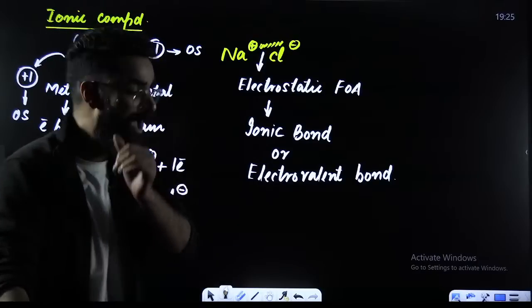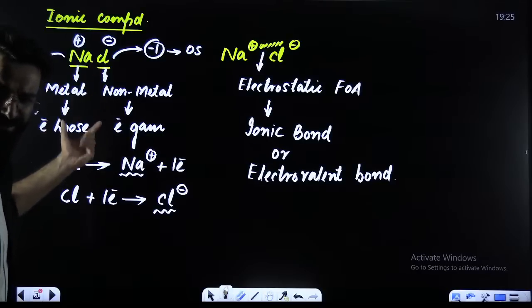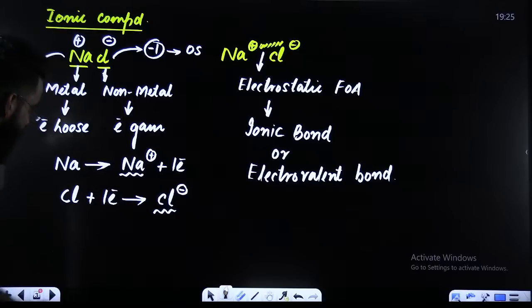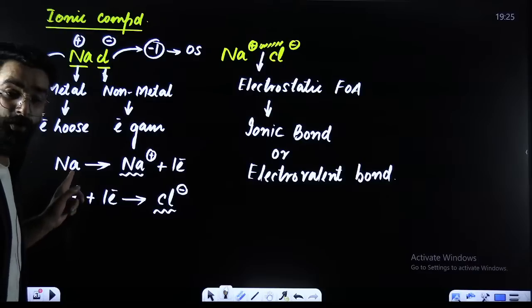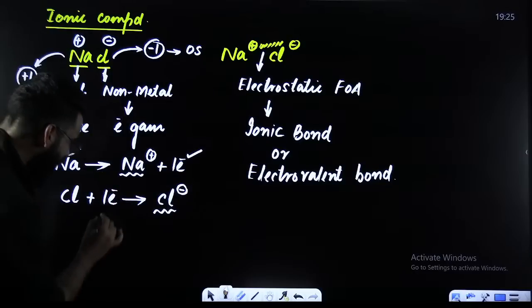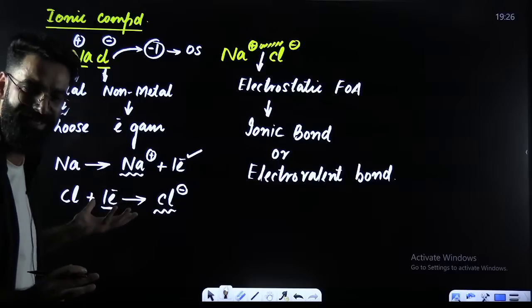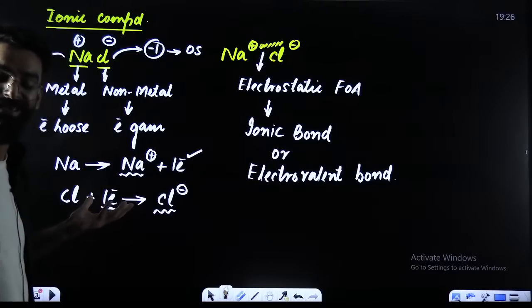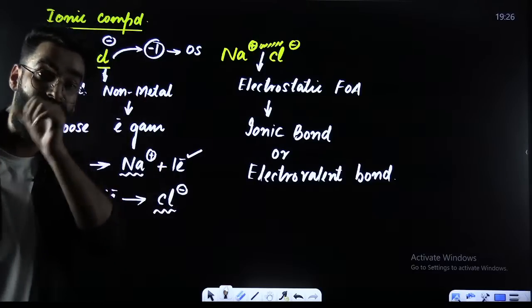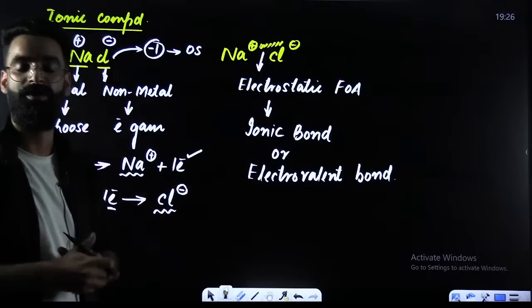Okay? Now, my dear students, since you saw exactly how this NaCl gets formed, if I talk about this sodium, it lost one electron completely. And chlorine gained that one electron completely. So can I say, during the formation of NaCl, complete loss and gain of electrons has taken place? Yes, complete loss and gain of electrons has taken place. Sodium has lost one electron completely. Chlorine has gained that one electron completely.